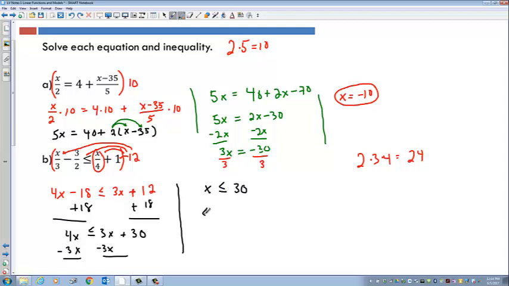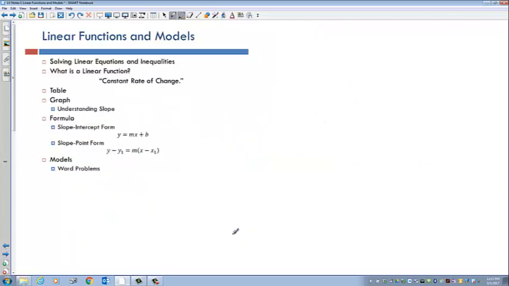And so my answer, we can write it on a number line, and then we can put it in interval notation. Here's 30, and we're less than or equal to. So we have this closed bracket, and all the things to the left of 30, basically. And so you can write that as minus infinity to 30, and then a square bracket because you want to include 30, because that's when it's actually equal to. And so that's how we solve linear equalities and inequalities.